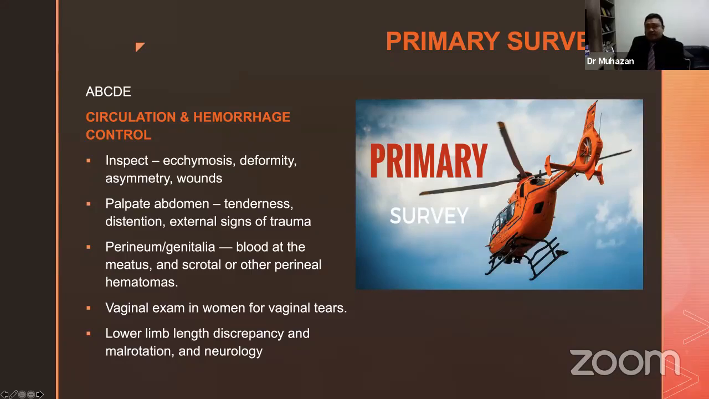One thing that I see is some people do not expose the patient properly because they want to respect the patient's privacy. However, by not properly exposing, you could actually miss a pelvic injury, by not detecting blood at the meatus, a scrotal hematoma, or PV bleeding. And during your initial assessment, always remember to also check for lower limb discrepancy and also the neurology of the patient.